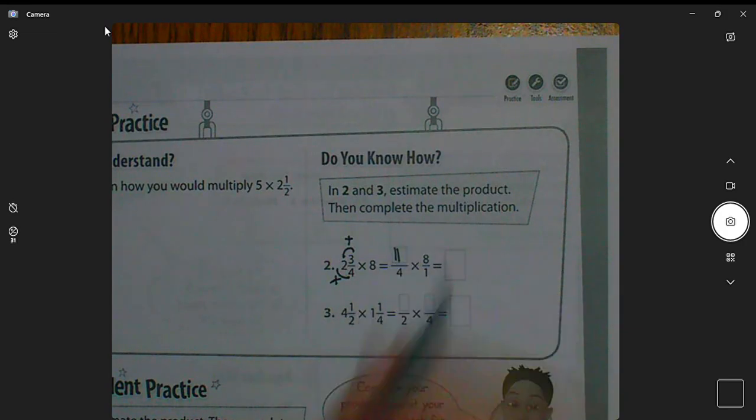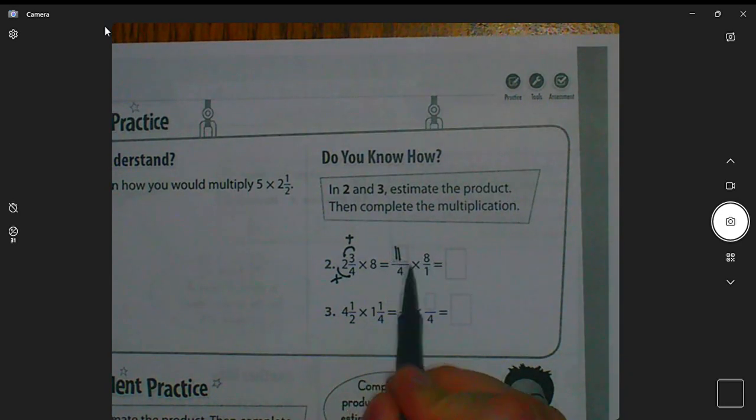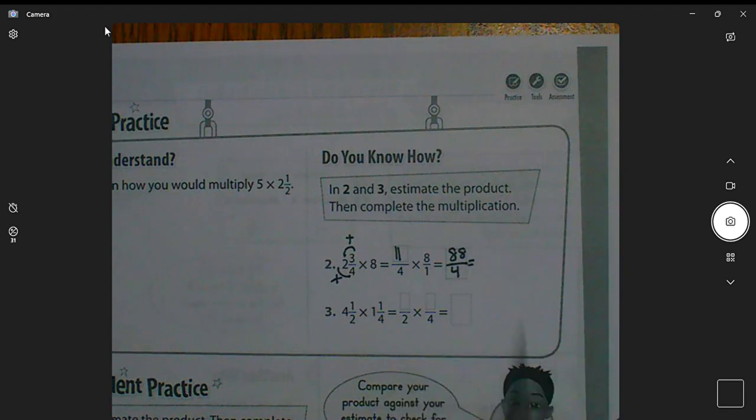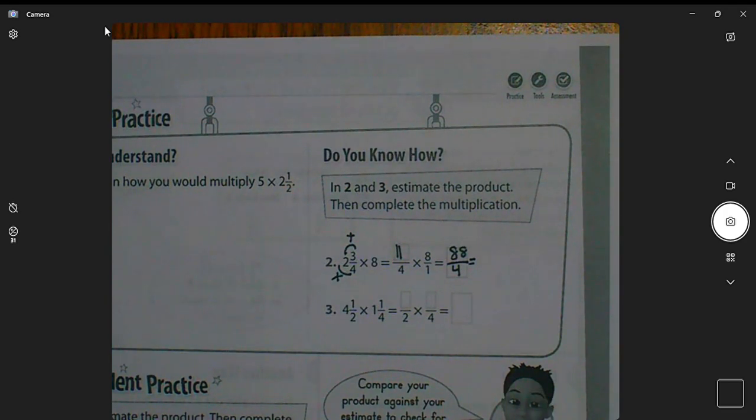And now I can multiply straight across my numerators and my denominators. 11 times 8 is 88. 4 times 1 is 4. I can't leave it this way. I have to make it keep going. 88 fourths. I'm going to use some mental math.